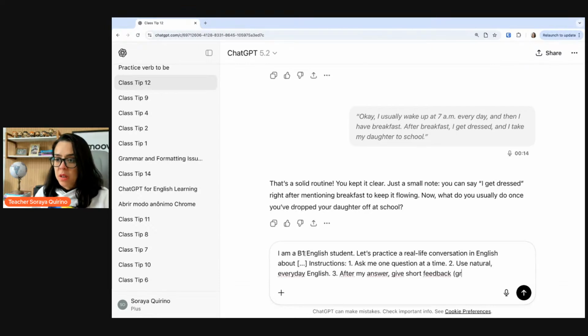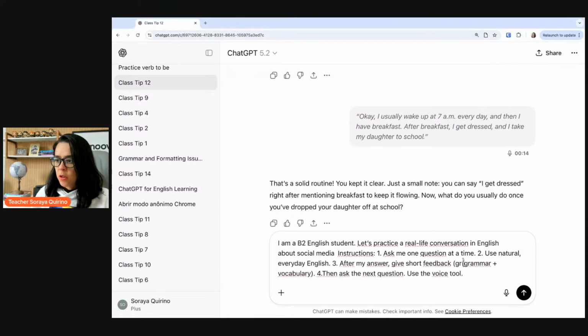Okay. Let me put B2. Vou tentar fingir que eu sou uma B2. In English about social media. I think there is something missing here. Okay, there is. Grammar, la, la, la, la, la. Okay.